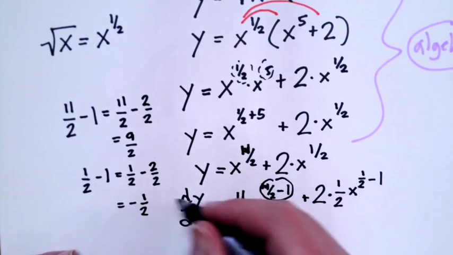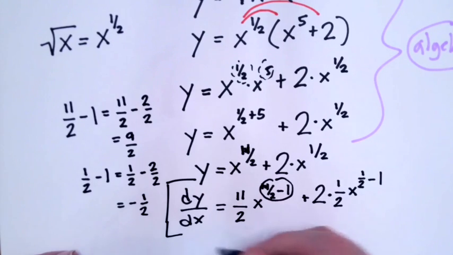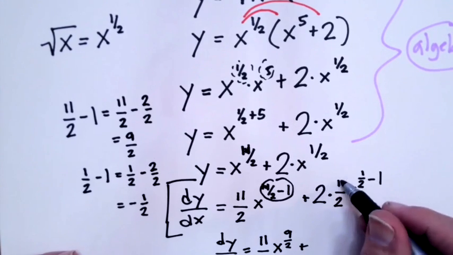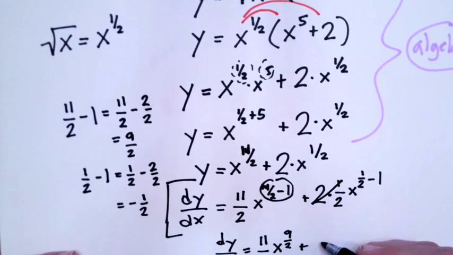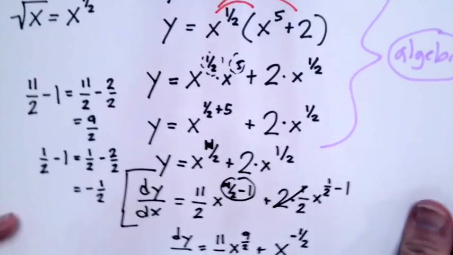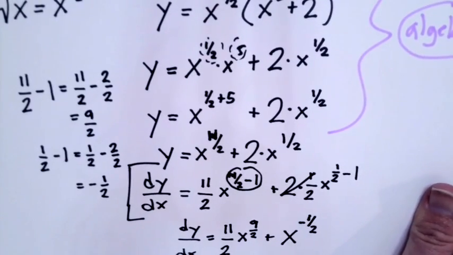So if I go to simplify this expression, what I end up with is dy/dx is equal to 11/2 times x to the 9/2, plus the 2 and the 1/2 cancel and just leave me with 1. And so I have x to the negative 1/2. You might be able to do more with this. If you'd like to simplify it a different way, that's fine.